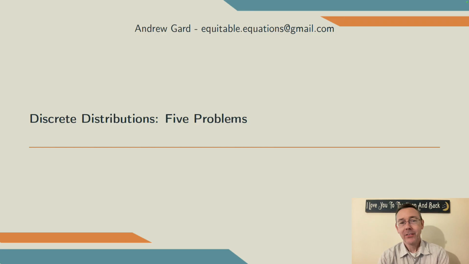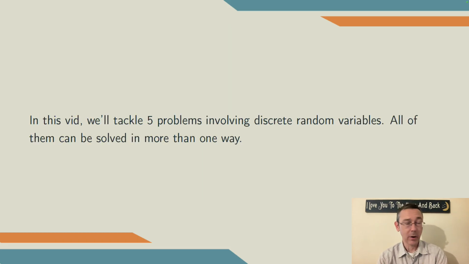Hey everybody. Today we're doing 5 problems involving some common discrete probability distributions, things like the binomial, Poisson, and hypergeometric distributions. In each case, I recommend pausing the video and trying the problem on your own. I just want to say at the outset that each one of these problems can be done in more than one way, so if your solution doesn't exactly match up with mine, don't panic.